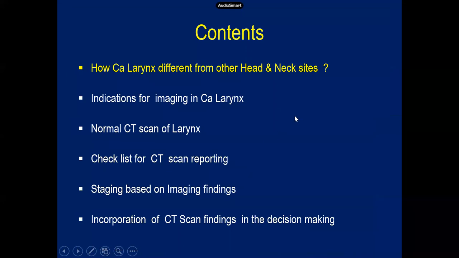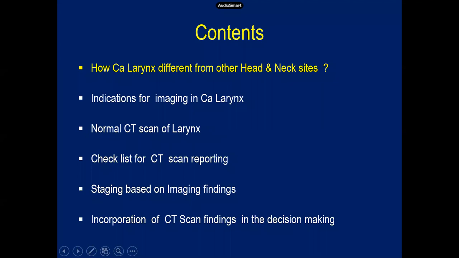So this will be the flow of this talk: how larynx is different from other head and neck sites; two, what are the indications for imaging in carcinoma larynx; then how to read a normal CT scan of larynx, the checklist for CT scan reporting, the staging based on the imaging findings, and the incorporation of CT scan findings in the decision making of treatment.